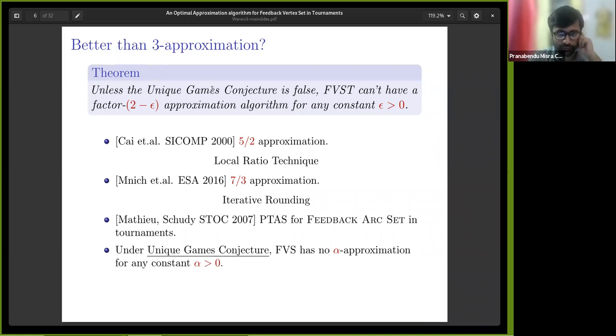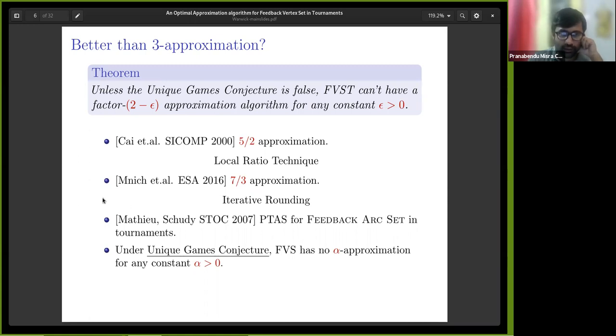Researchers have been trying to get closer and closer to this 2 approximation. Kai et al. gave a 5/2 approximation for this problem using a more complicated algorithm. And then in ESA 2016, there was a 7/3 approximation. This was a far more complicated result. It relied on a technique called iterative rounding.